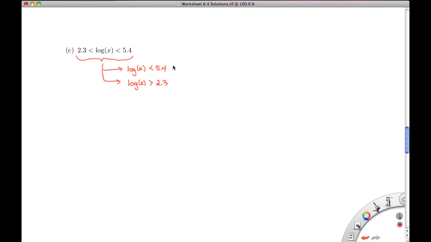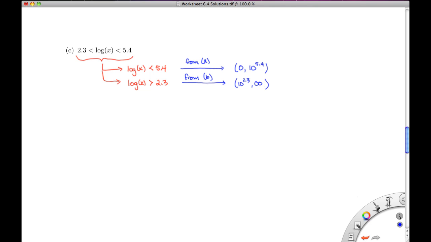Now, if we didn't already know the answers to these, we'd have to solve 2 inequalities, just like we did for A and B. Luckily, we've already done that. So we know from part A that our solution here is going to be the interval from 0 to 10 to the power of 5.4. And then we know from part B that our solution here is going to be the interval from 10 to the power of 2.3 all the way off to infinity.